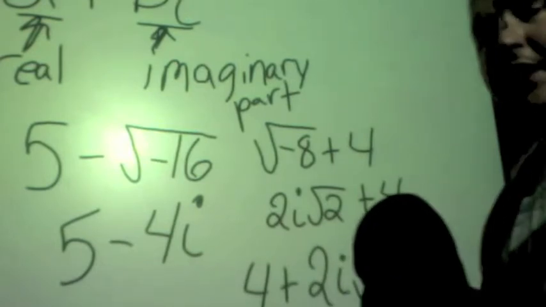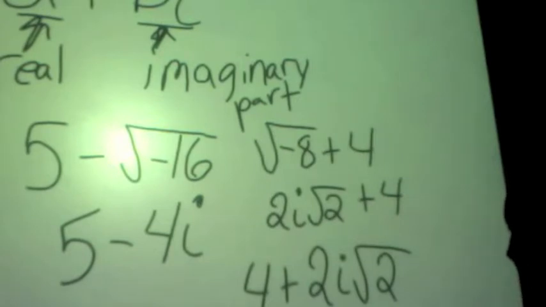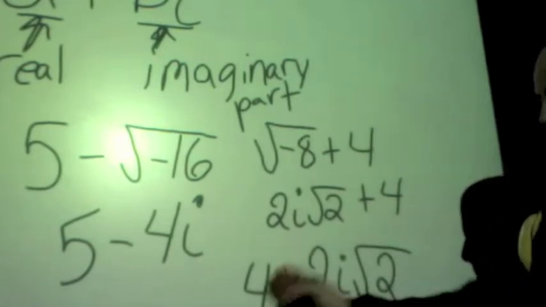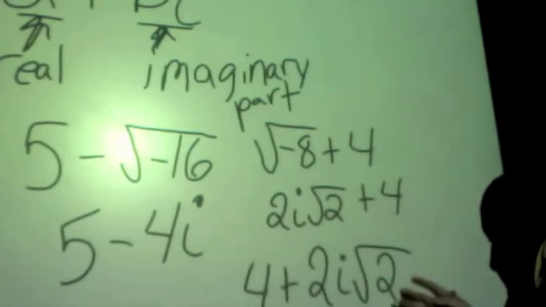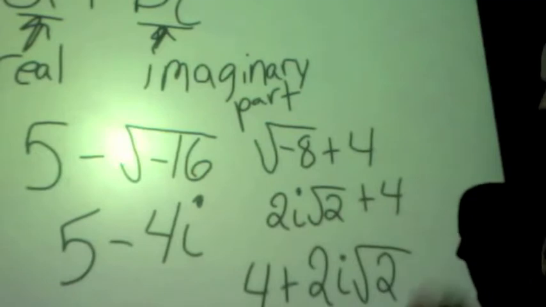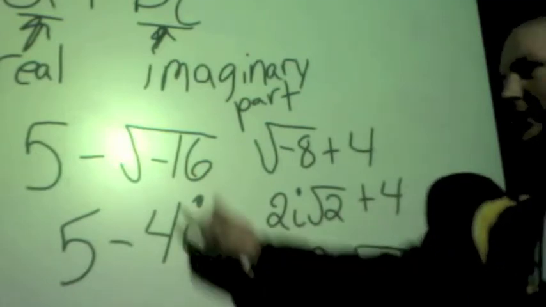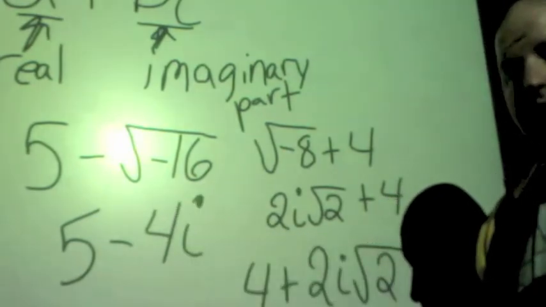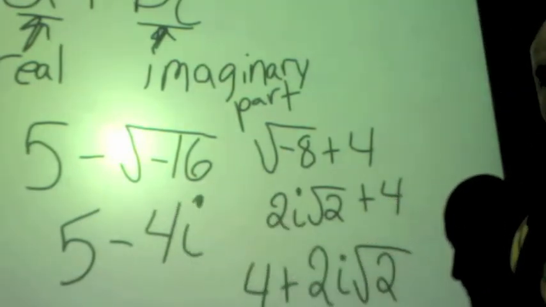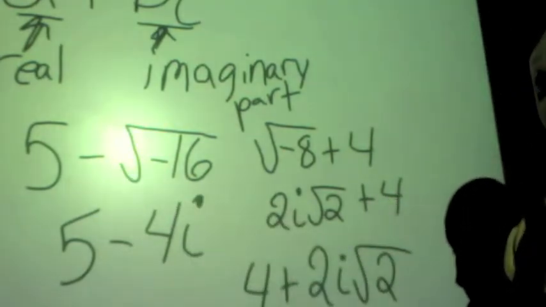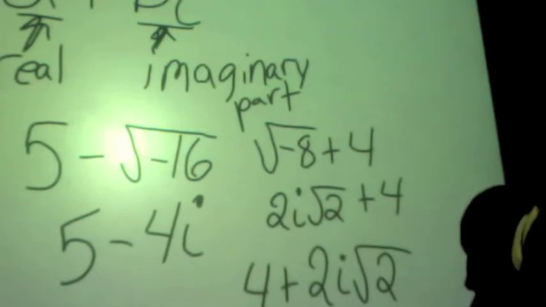Just like when we write numbers in front of variables, you need to make sure that you put the number in front of the imaginary part. Other than that, dealing with these is just like dealing with the factoring of the square root and the factoring of the imaginary part. If you have any questions, don't hesitate to ask.